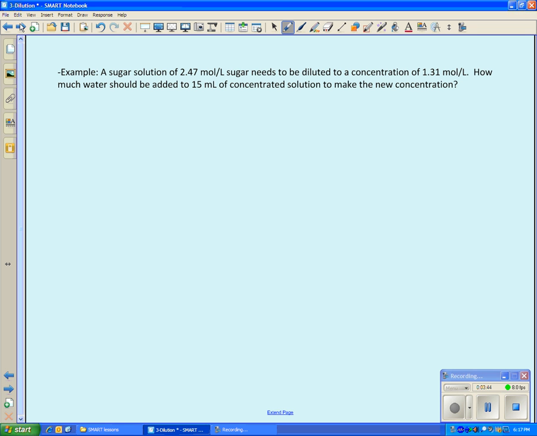In this example, we're starting with a sugar solution that's 2.47 moles per liter. That's our initial concentration, or C1. And that needs to be diluted to a concentration of 1.31 moles per liter. So we want to add enough solvent to get our final concentration of 1.31. How much water should be added to 15 milliliters of concentrated solution to make the new concentration? If we're looking for how much water, that means we're looking for a volume. We've started with 15 milliliters of our concentrated solution, so that's V1. The volume that we're looking for is not V2, because we're looking for the amount of water that was added. V2 is the total. So we're still going to go through our calculation to solve for V2, but then there's another step to get the final answer.